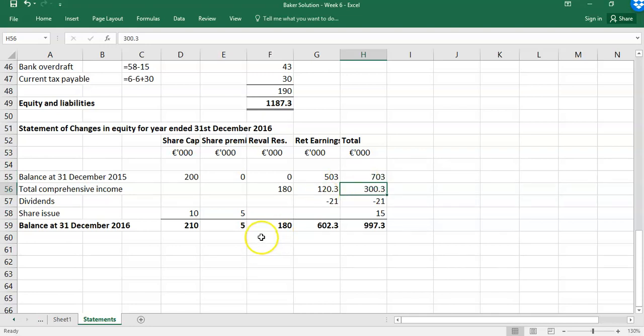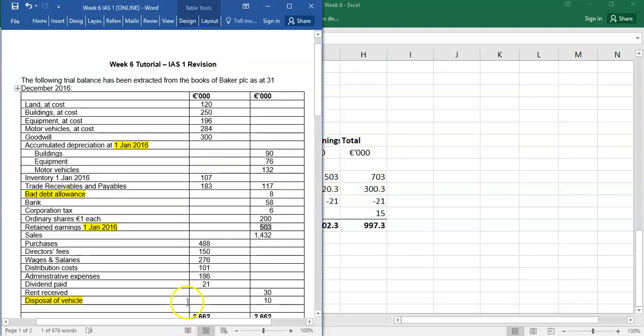So that statement is always done last because you need information from the statement of profit and loss and the statement of financial position to actually finish it off. So that was the Baker PLC question, a revision of IAS 1, which should hopefully have been a refresher of your AF1 knowledge.